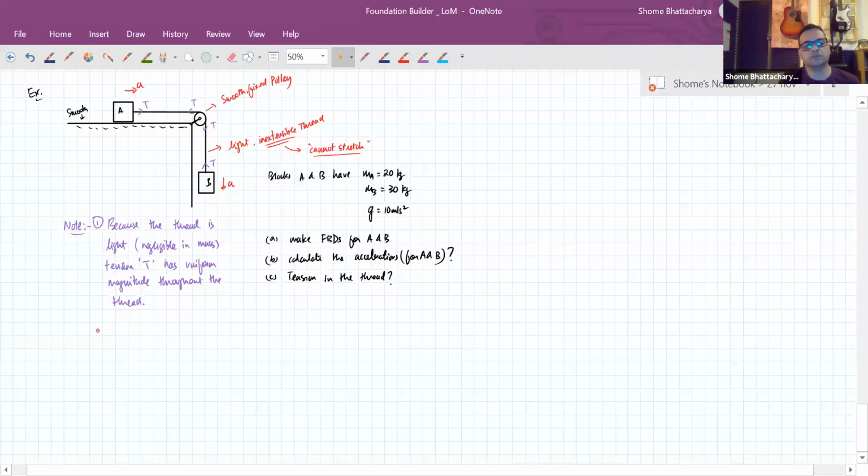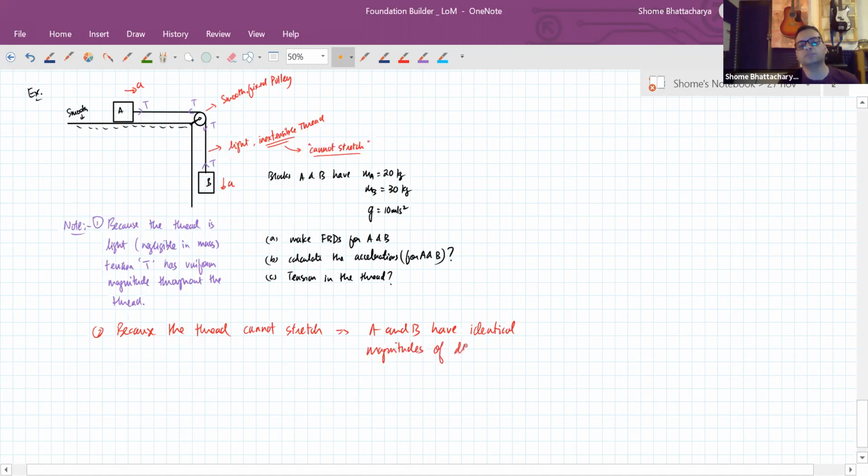And the second point is, because the thread cannot stretch, therefore A and B have the same magnitude of displacement. They have identical magnitudes of displacement. That means if the block B comes down by 1 centimeter, the block A has to shift towards the right by 1 centimeter.